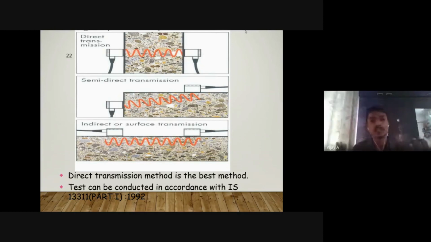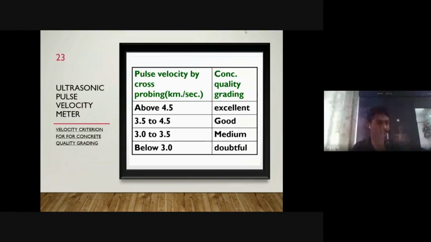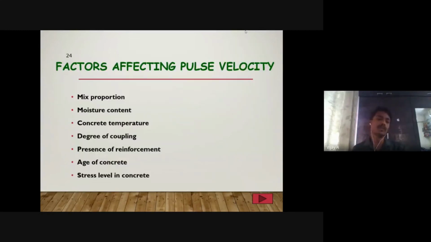So since they both are handy, you can use both the methods in a particular site and you can actually validate your results. Okay? The ultrasonic pulse velocity criteria for concrete quality grading. The pulse velocity probing, if it is above 4.5, the concrete quality is excellent. 3.5 to 4.5, good. 3.0 to 3.5, medium. Below 3.0, it's doubtful. The quality of concrete is doubtful.